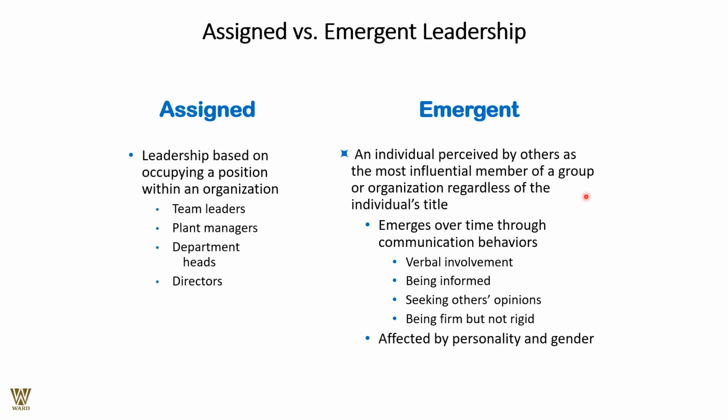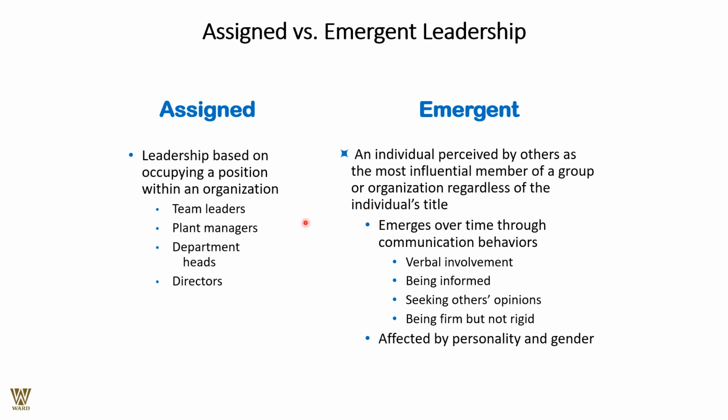Assigned versus emergent leaders. Assigned leadership is based on occupying a position within the organization: the team leaders, the plant manager, the departmental head, the directors. It is the position that one person has been appointed to, or the position that one person is working at, and that particular position comes with certain status, certain power, certain duties, certain responsibilities. And that is what, should I say, is exclusive to that particular person. As a result, people would keep that gentleman or lady who is occupying that position on a higher pedestal, and that is an assigned position.